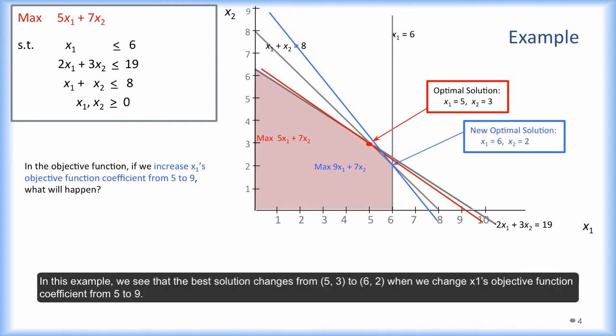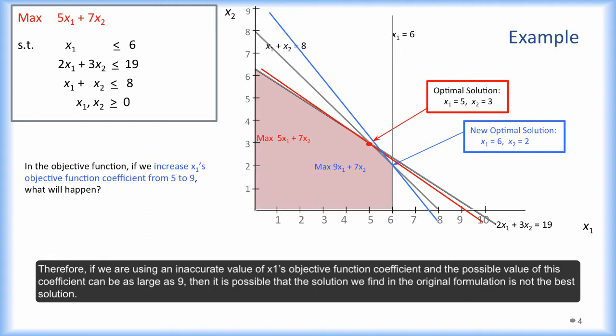In this example, we see that the best solution changes from (5, 3) to (6, 2) when we change x1's objective function coefficient from 5 to 9. Therefore, if we are using an inaccurate value of x1's objective function coefficient, and the possible value of this coefficient can be as large as 9, then it is possible that the solution we find in the original formulation is not the best solution.